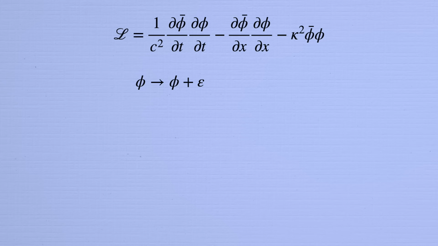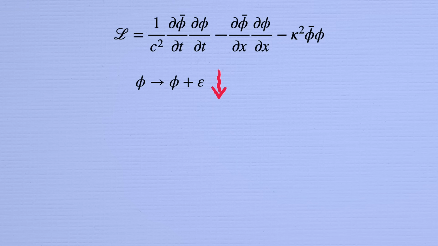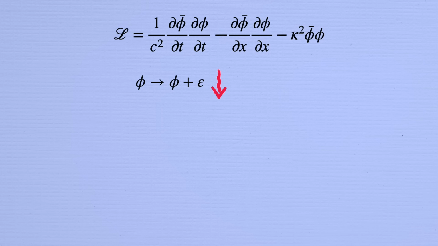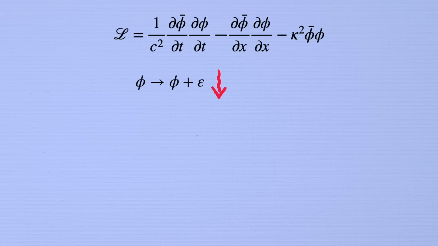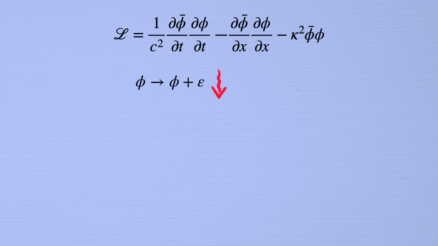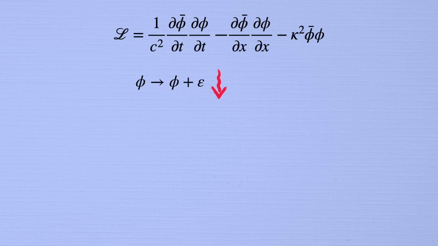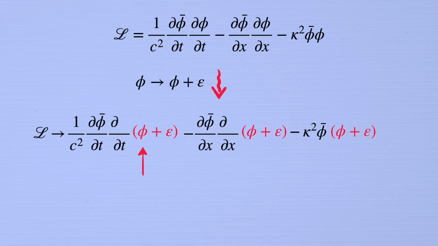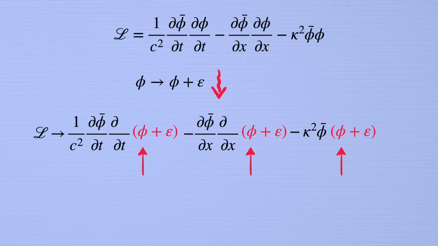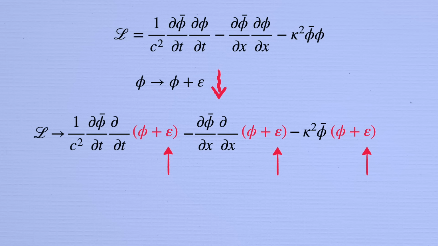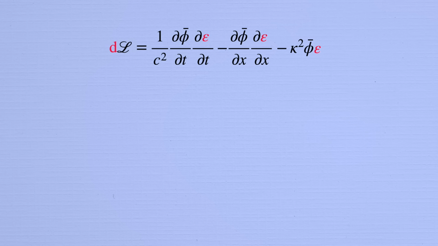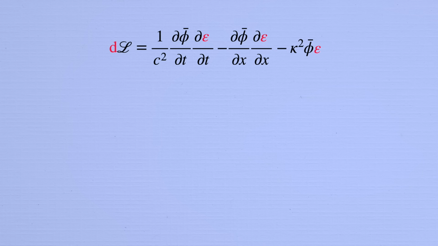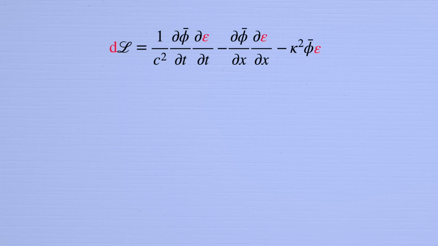So for our Klein-Gordon Lagrangian, we want to see how it changes when we make an arbitrary transformation of the field. Phi goes to phi plus epsilon, where epsilon is an infinitesimal shift. It can be anything here, including a function of time and space, and even phi itself. For any random choice of epsilon, the Lagrangian certainly isn't going to be invariant. If we make the substitution, leaving phi bar alone for the moment, we get this new Lagrangian. These three terms with the phi's just give us back the Lagrangian we started with. The new pieces are these terms with the epsilons. Then the change in the Lagrangian under this transformation is dL equals 1 over c squared dt phi bar dt epsilon minus dx phi bar dx epsilon minus kappa squared phi bar epsilon.